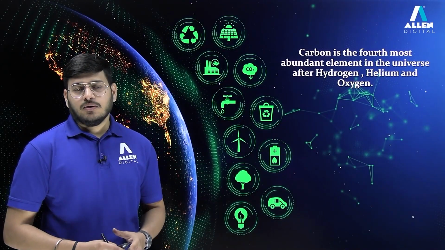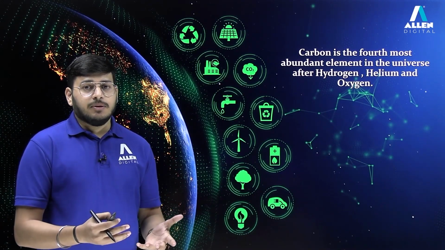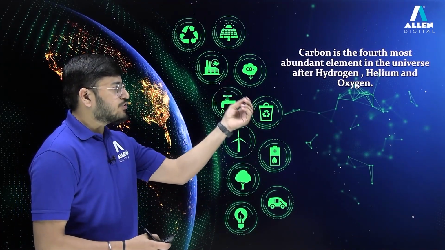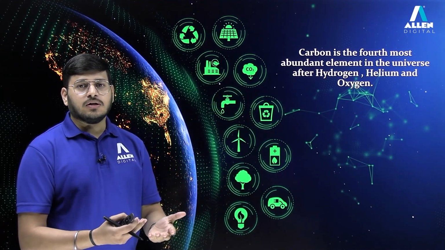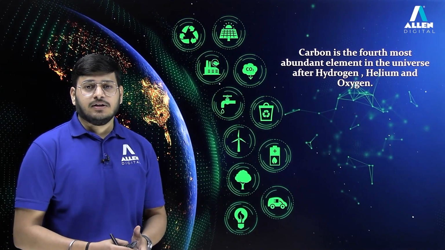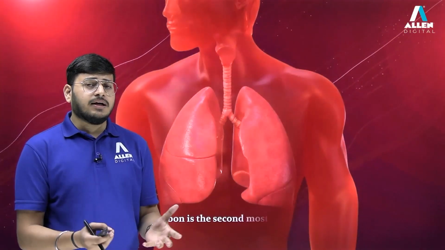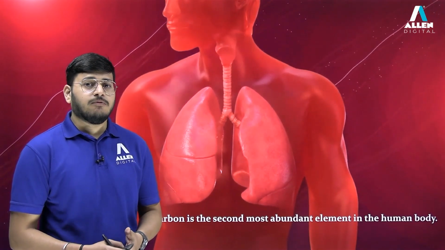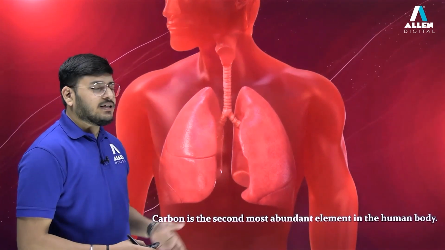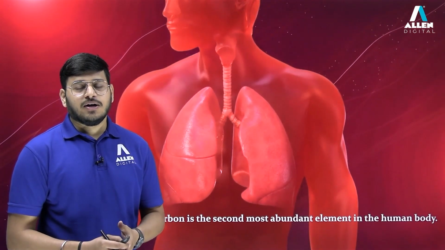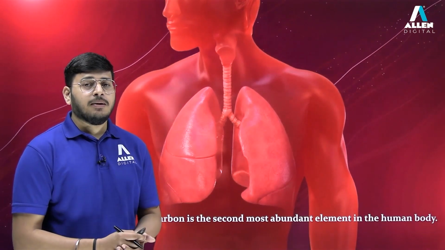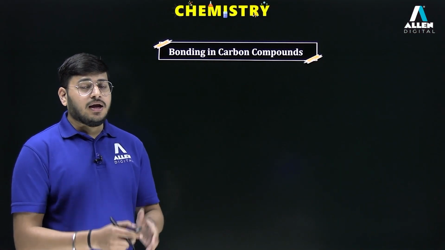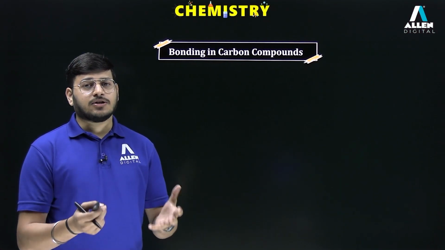If I talk about carbon's availability in the universe, then it is the fourth most abundant element in the universe, after hydrogen, helium and oxygen. And when I talk about its abundance in the human body, then carbon falls in second place. Which one falls in first place, guys? It is pretty clear to you that oxygen is first, being present abundantly in the human body.